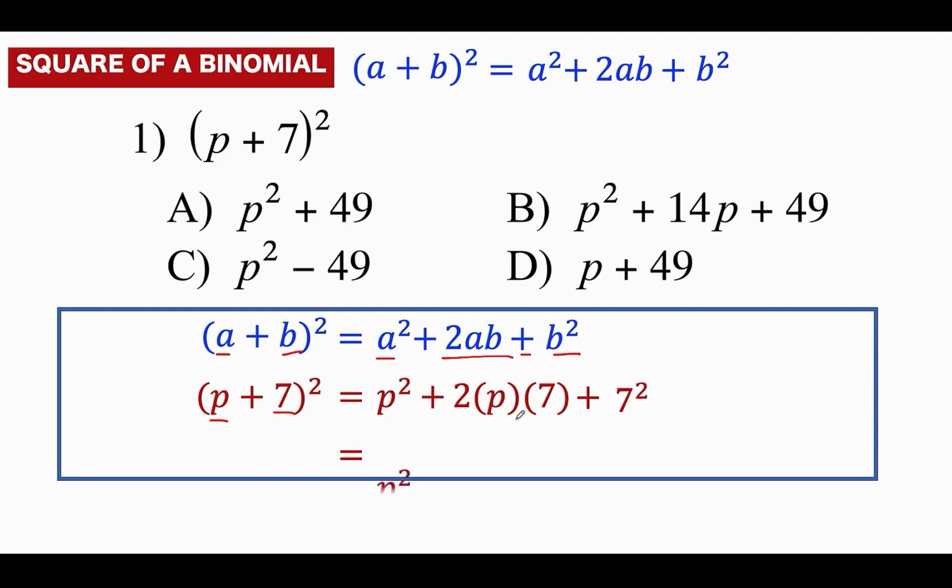Then simplify. Copy p squared. 2 times 7 is 14, so we have 14p, and then 49, because 7 squared is 49. That is now our answer, and you can also arrive at this mentally. Just square p to get p squared, multiply 7 times p to get 7p, and double it to 14p, and then square 7 to get 49. That is the reason why we call this as the special product.